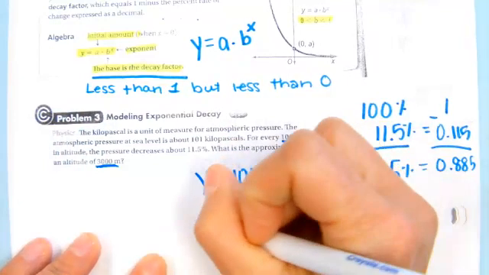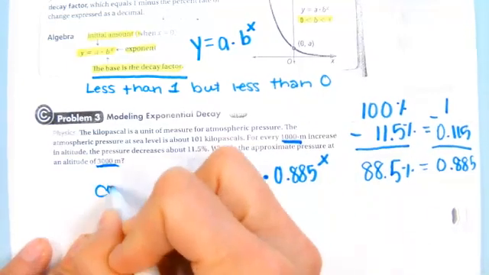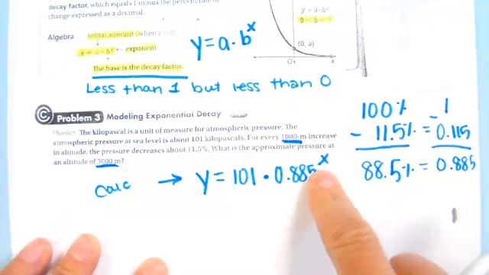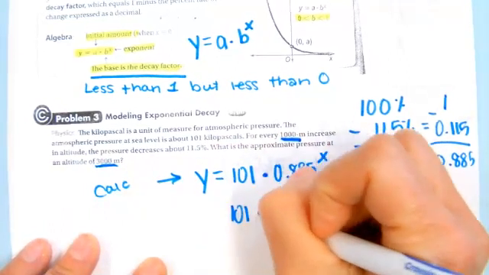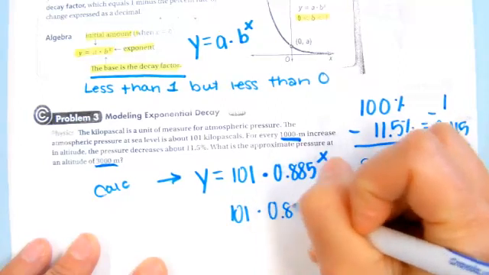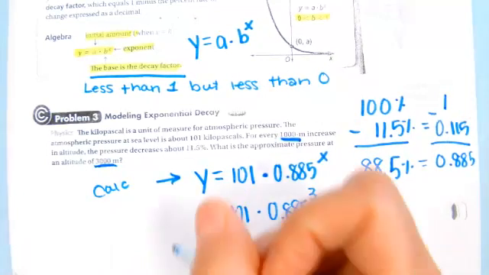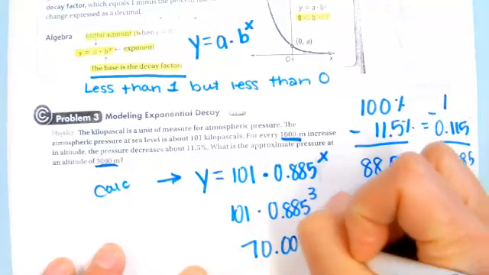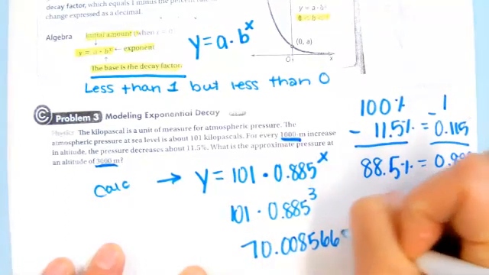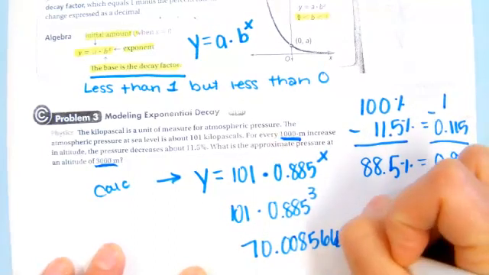What we can do is put this in our calculator and find where x is 3, what the y value is. Or we can do 101 times 0.885 to the third power equals, and we'll get our answer. What'd you get? 70.008566663. No, it's one more 6 in there. Okay.